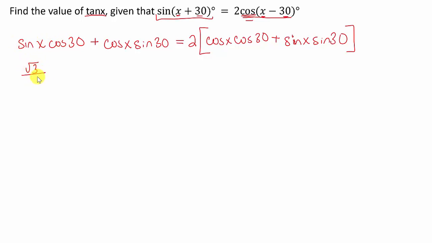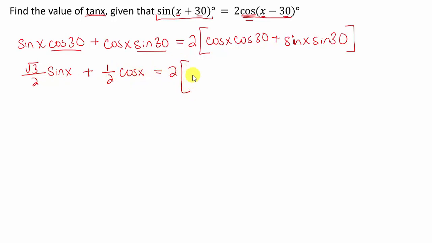So I have square root of 3 over 2. That's what cosine of 30 equals. And then I'm going to put the sine x next to it. Plus, sine of 30 is 1/2, but I'm going to move it in front. So I'm going to have 1/2 cosine of x. And that's just because I like to have my numbers in front of my trig functions here if I can.